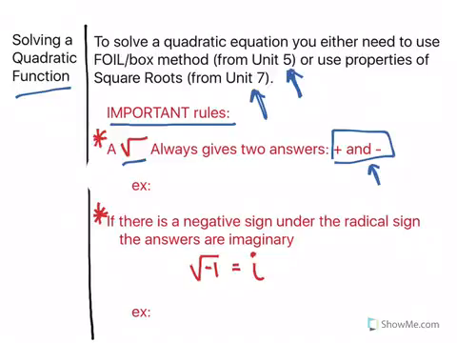So let's look at an example. The square root of 49. Well, we know the square root of 49 is 7. However, now we need to always remember to write plus or minus 7 because there are technically two answers, not just one.